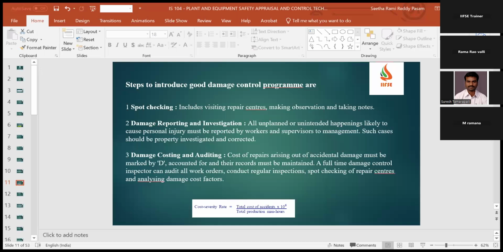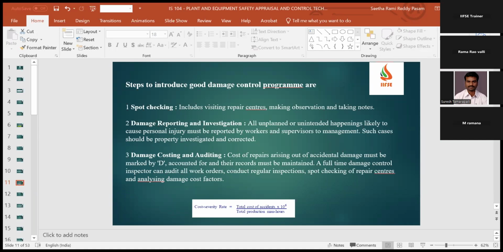So when we say damage costing and auditing, the cost of repairs arising out of accidental damage must be marked by D, and also accounted for. Their records must be maintained. In case of any accident involving damage to machinery or property, it has to be recognized. Otherwise, where are you going to account for that? Sometimes the safety department takes care of the human cost, which is, as I mentioned, hospital expenses or compensation.